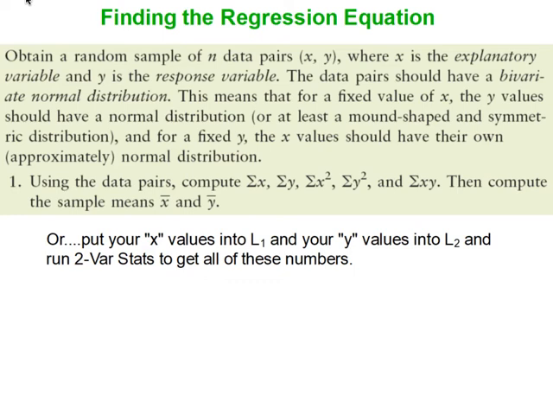So from your data, we can compute the sum of x, sum of y, sum of x squared, sum of y squared, and sum of xy. And we can also find the means of those two as well. Again, put x into list 1, put y into L2, and run 2-var stats. I think I might have this backwards, it might be 1-var stats. Try them both out, and figure out all those values. I don't want you to do them by hand.